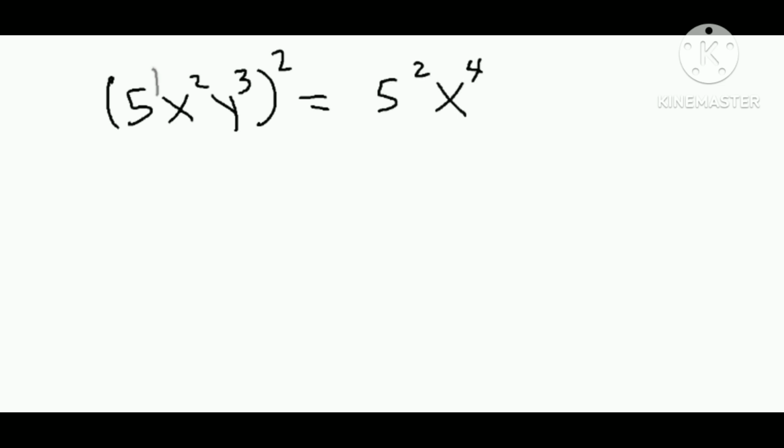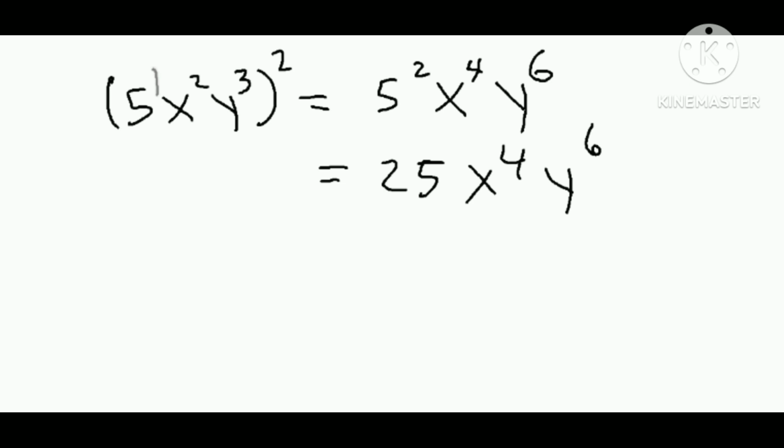So let's say if you have 5x squared y to the third, raised to the second power. What is this equal to? So we need to multiply each exponent by 2. So 1 times 2 is 2, 2 times 2 is 4, 3 times 2 is 6. Anytime you raise one exponent to another, you need to multiply. 5 squared, that's 5 times 5. You're multiplying two 5s together. So it's 25 x to the 4, y to the 6.